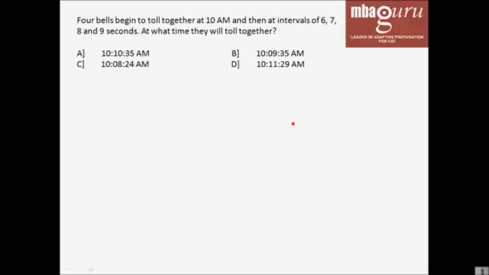Now let's take an example and try and apply this in a question. 4 bells begin to toll at 10 a.m. at intervals of 6, 7, 8, and 9 seconds. When will they toll together?